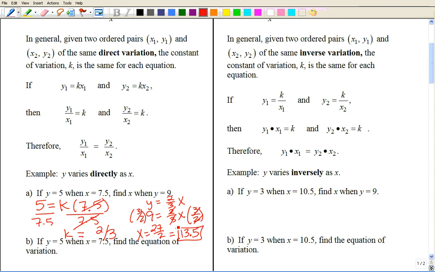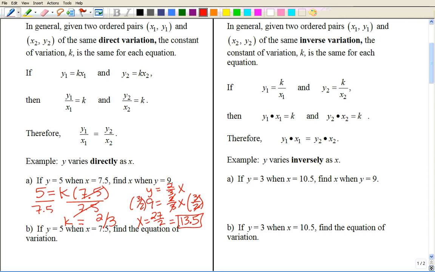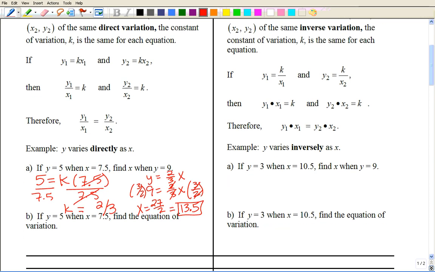So when y equals 9, x is 13.5. So part B here, if y equals 5 when x equals 7.5, find the equation of variation. We've done all of that work in this previous part. What it's asking for is, we know that y varies directly as x, but to find the equation of variation, we cannot have that k anymore. We need to plug in that k value that we found, which was 2/3.